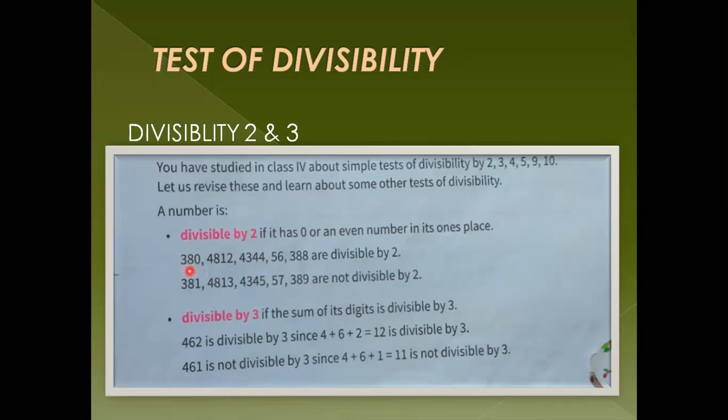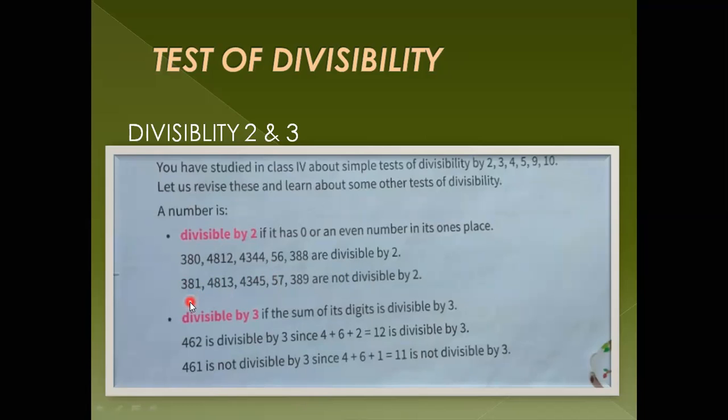For example, you can see here 380, 4812, 4344, 56, 388. These are all divisible by 2. How can you say? Check here. In the ones place you have 0, 2, 4, 6 and 8. These are all even numbers. So they are divisible by 2.